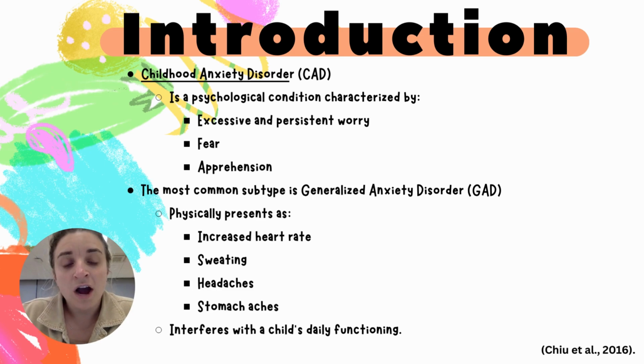All right, so childhood anxiety disorder is a psychological condition characterized by excessive and persistent worry, fear, and apprehension. And it's completely irrational, usually. It interferes with a child's daily function. The most common subtype of anxiety disorder for children, there's a lot, but the most common was going to be generalized anxiety disorder. This is going to be what we're referencing for the remainder of our presentation.